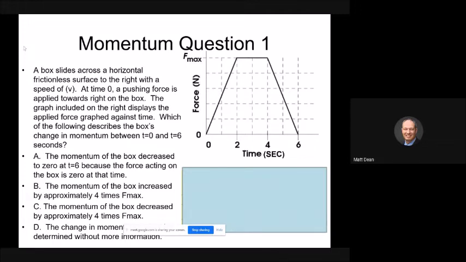All right, what I'm hoping you remember here is that for a force-time graph, if you find the area under the curve, you're finding the impulse, which is also equal to the change in momentum. So in this case, to find that change in momentum, we need to find the area under the curve. There's a couple of ways we could do this. First of all, you might realize this is a trapezoid.